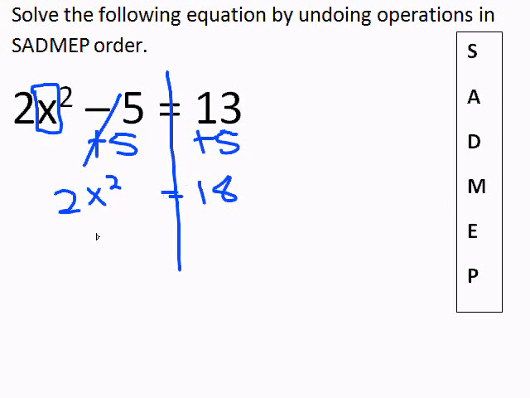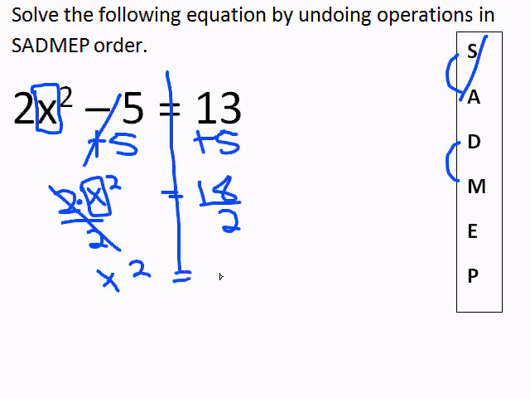We can now get 2x squared by itself. Again, I'm going to keep the x boxed, by going on to the next two operations, division and multiplication. Is there any division or multiplication on the side with the x squared that we can get rid of? The answer is yes. We can get rid of this 2 times x squared by dividing both sides of the equation by 2. So 2 over 2 gives us 1x squared, or just x squared, equal to 18 over 2, which is 9.